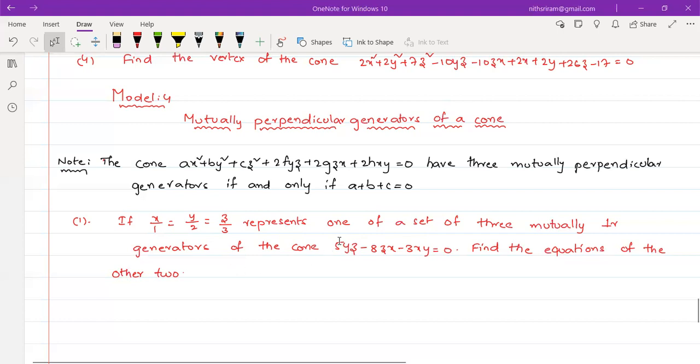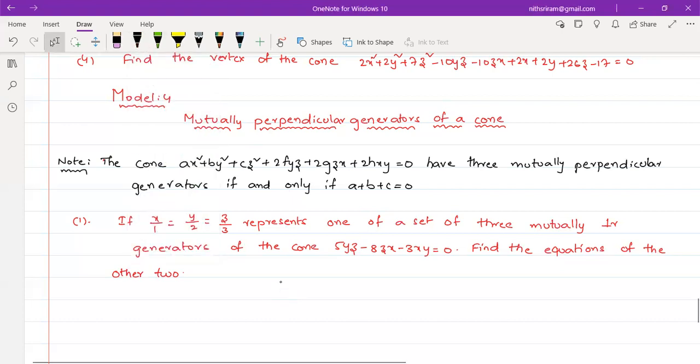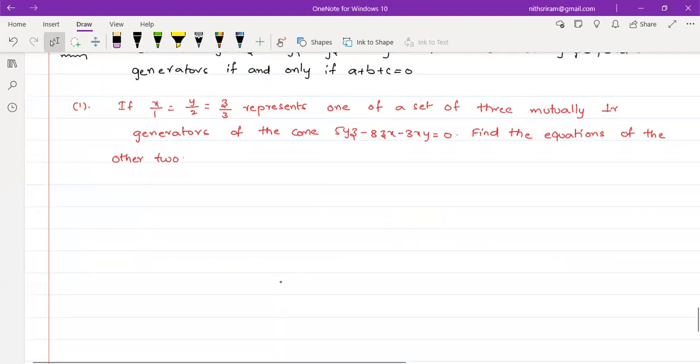If we observe this cone equation, here we are not having x square term, y square term, and z square term. So whenever we consider the coefficients of x square, y square, and z square, we get 0, and if we add all those terms, we also get 0. So this cone should possess three mutually perpendicular generators. One was given, and now we have to find the other two generators.